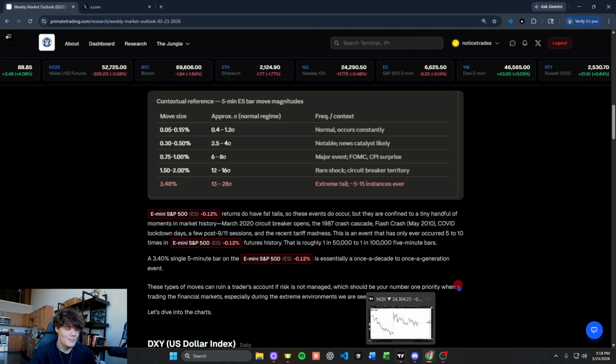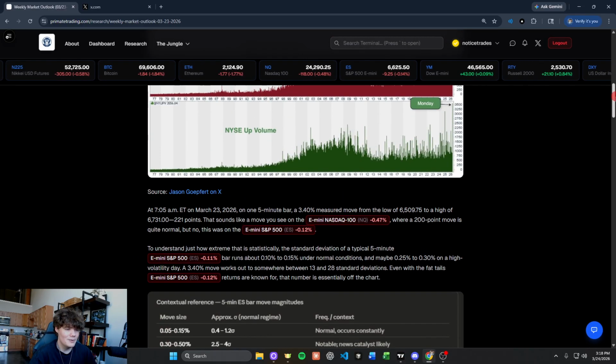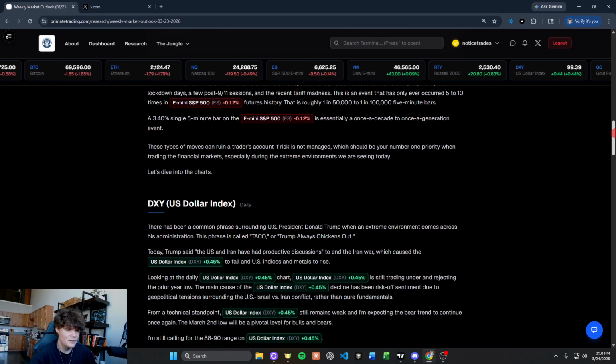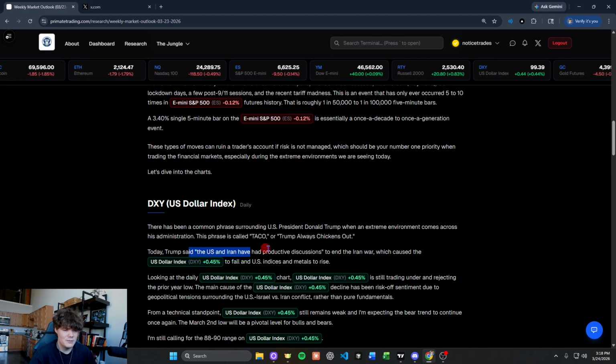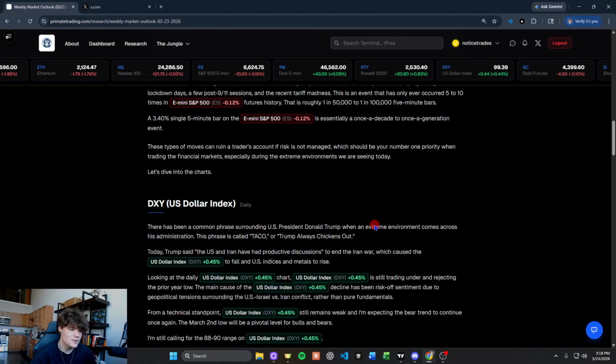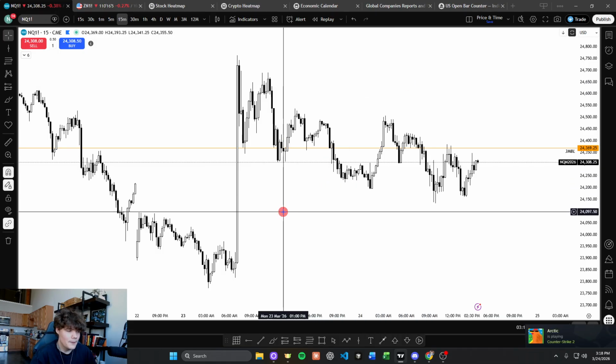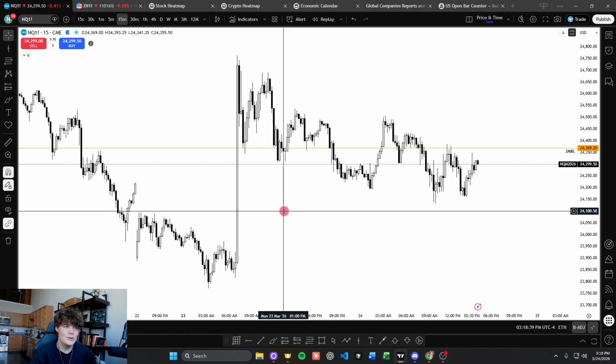And this came off of Trump coming out and saying, I think I talked about it here. Maybe I didn't. Trump coming out and saying the U.S. and Iran have had productive discussions, and the market shot up a lot from that. So obviously, I think it's very important to be on side of the market, but there's going to be times where you're not on side of the market, and you have to understand the risk. So before I dive into the charts, please understand your risk in these markets and the current environment we're in.